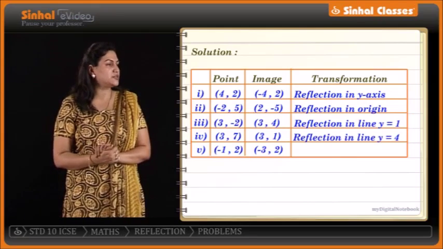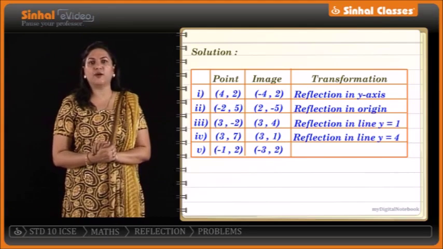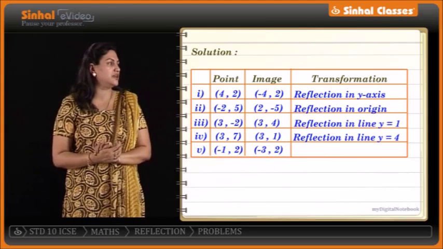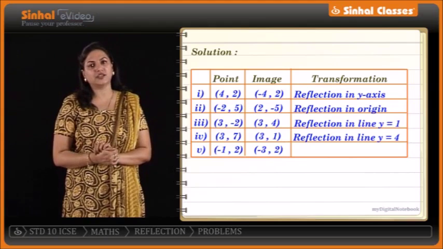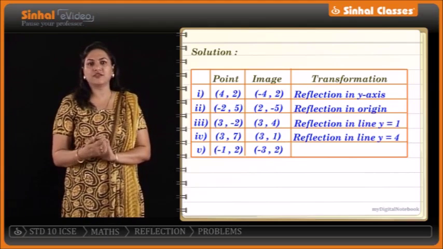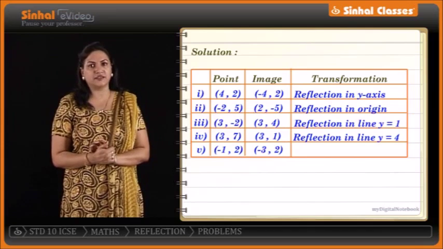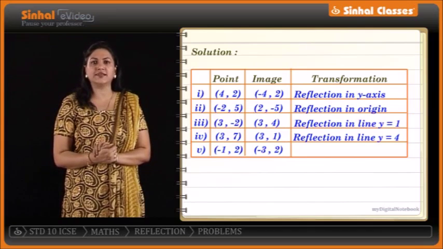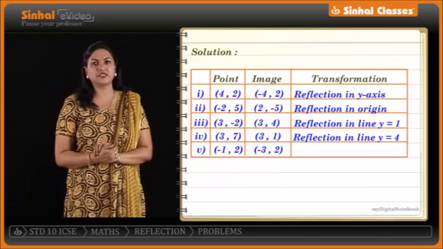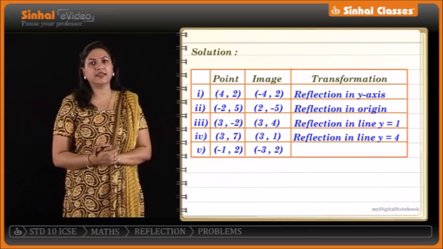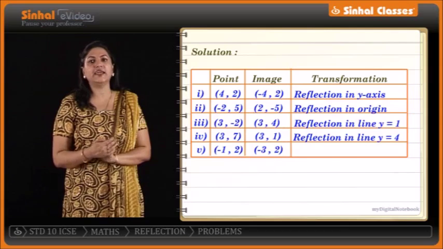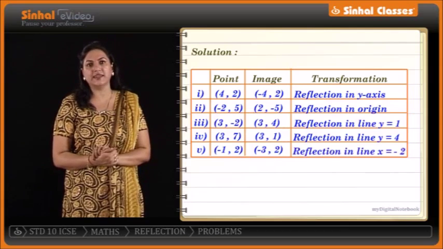Now let's take the last point, (-1, 2), and its image is (-3, 2). We want to reflect this in some line. Now here the x coordinates are different, but the y coordinates are the same. So we take the difference between them and we will get reflection in the line x equals -2.